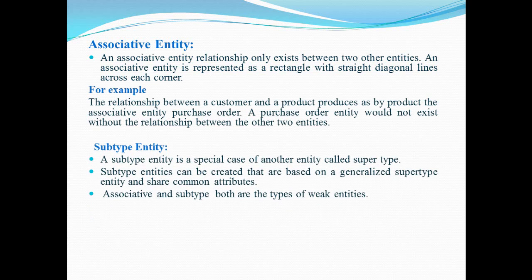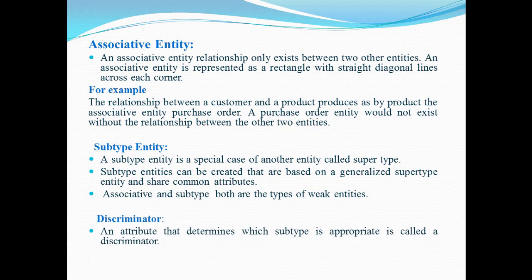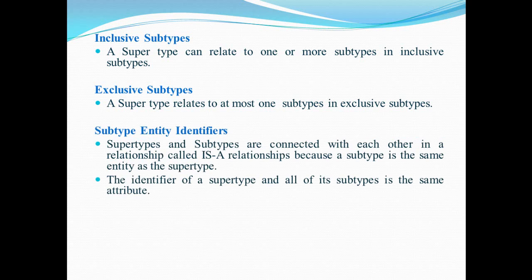Subtype entity. A subtype entity is a special case of another entity called a supertype. Associative and subtypes both are types of weak entities. Now, what is a discriminator? An attribute that determines which subtype is appropriate is called a discriminator. And the subtypes can be inclusive or exclusive. In inclusive, a supertype can relate to one or more subtypes. But in exclusive, a supertype relates to at most one subtype.